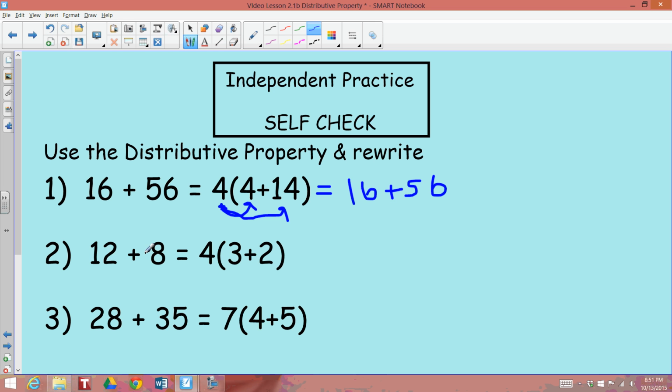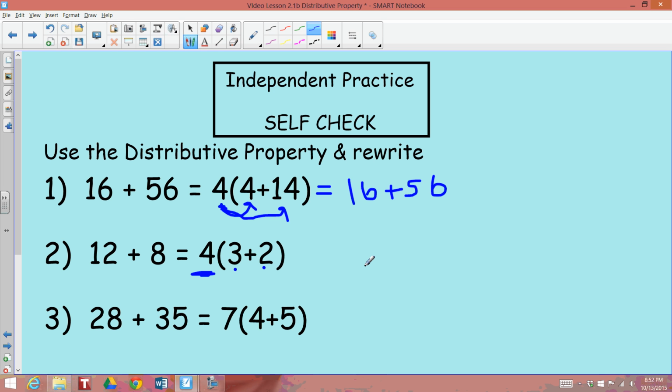Same with 12 plus 8. We know the sum is 20, so we can actually check that in the end. I took 12 and I took 8, and I found the GCF, which was also 4. And I knew I could make 4 groups. And I took my 12, divided it by 4, and got 3. And then I took my 8 and divided it by 4 and got 2. So I know I can rewrite 12 plus 8 as being 4 times (3 plus 2).